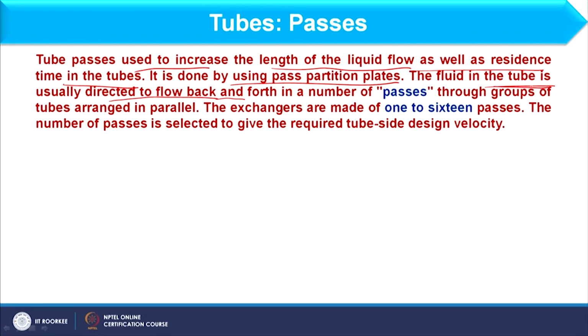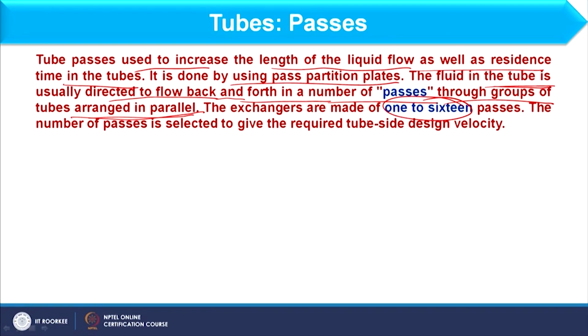So, fluid in tubes is usually directed to flow back and forth in a number of passes through groups of tubes arranged in parallel. Okay. So, we can use 1 to 16 passes as the total number of passes. Now, what is the purpose of using different passes? The purpose is, when I am considering the example of 100 tubes, in 1-2 pass we are addressing the complete fluid to 50 tubes.